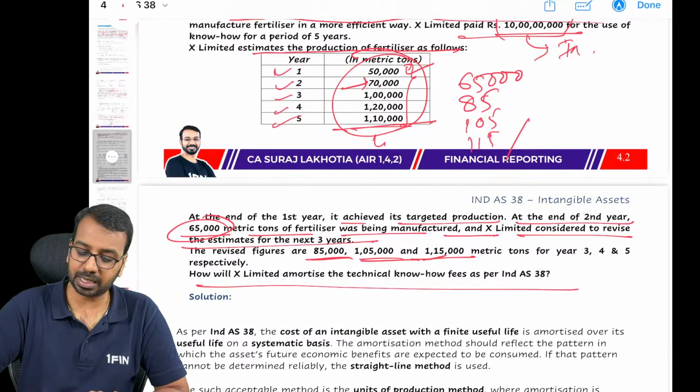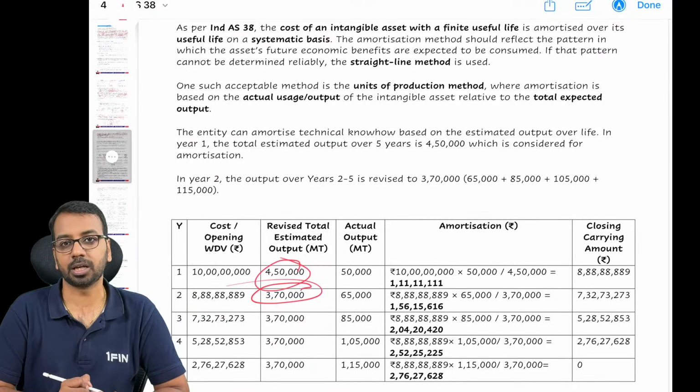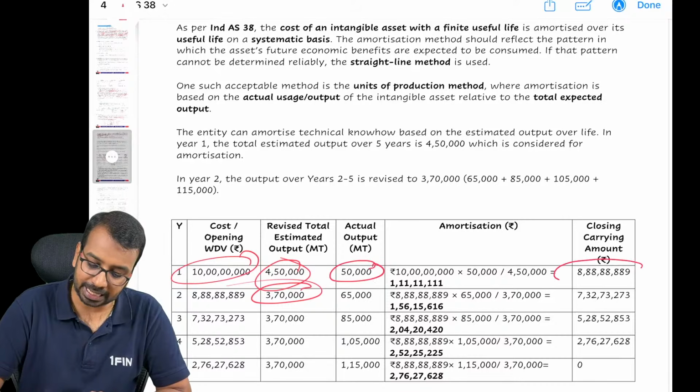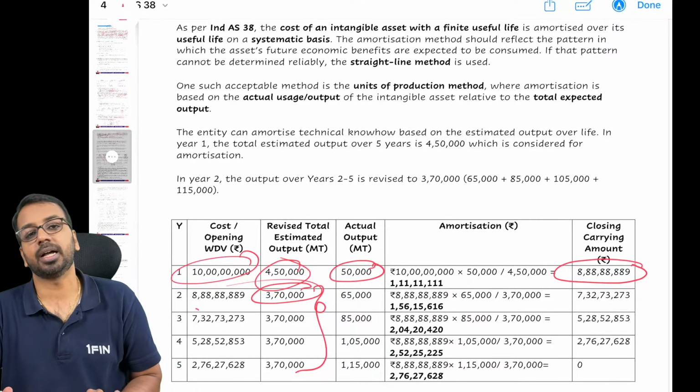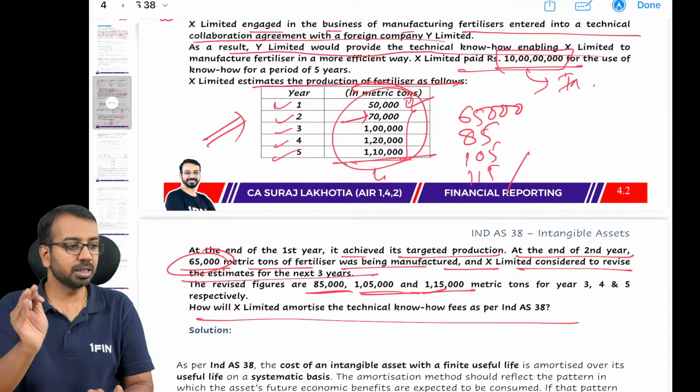So 65 plus 85 plus 105 plus 115. You will amortize it considering 370 only. So first year amortization is based on 50,000. Carrying amount is this much. Second year onwards, you will take 370 and then do the amortization. Okay. This is something where you can make mistakes in the examination.